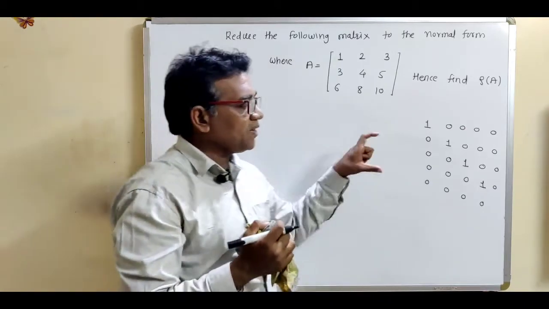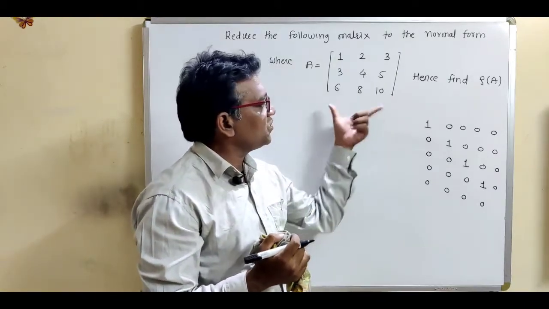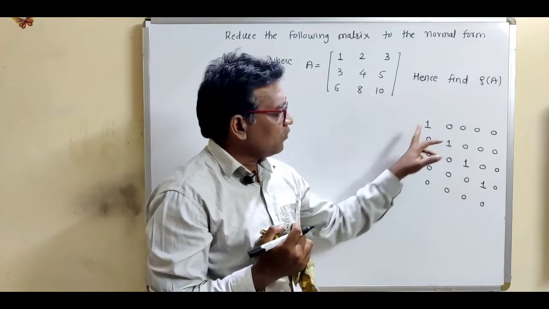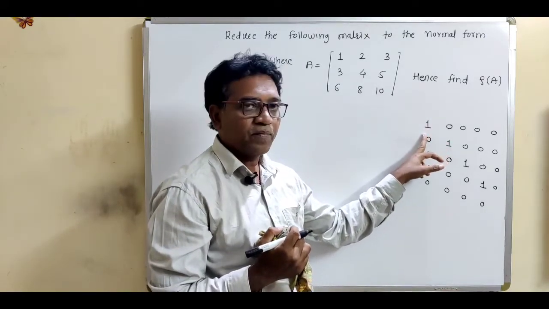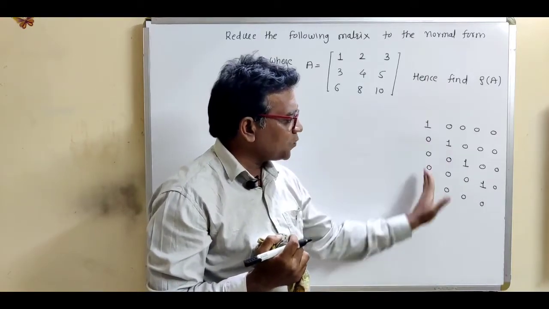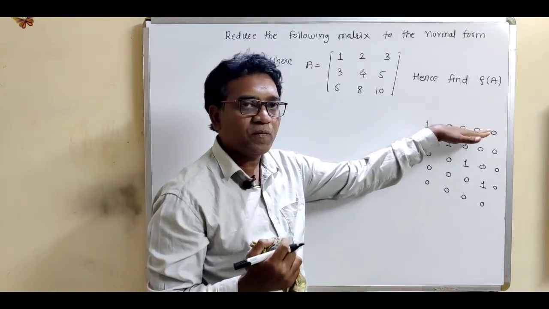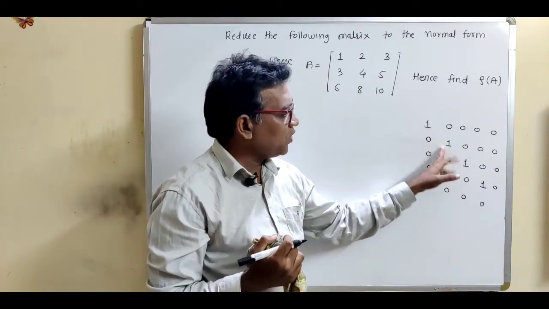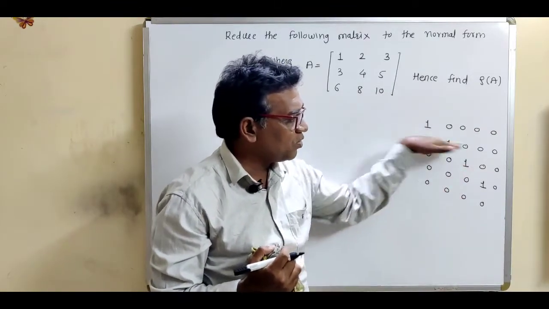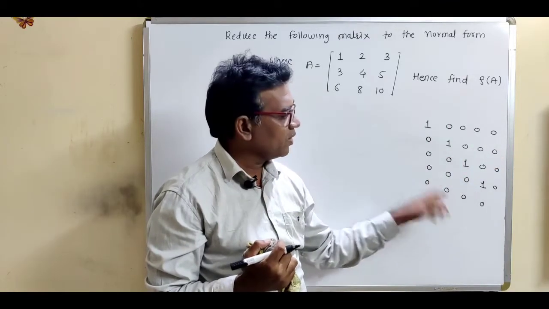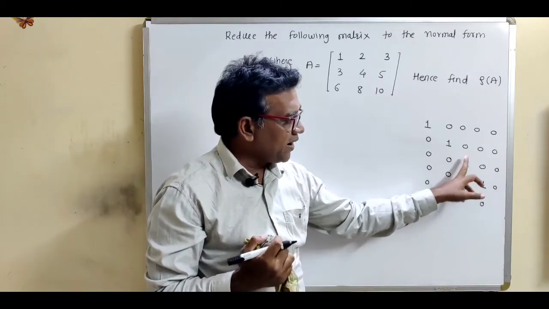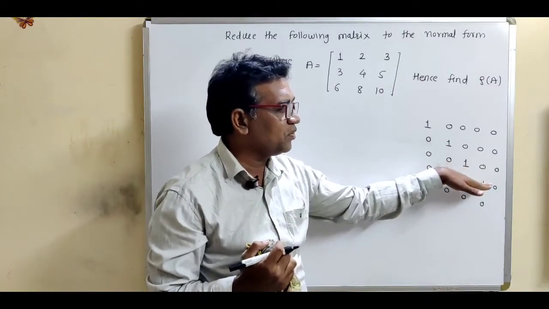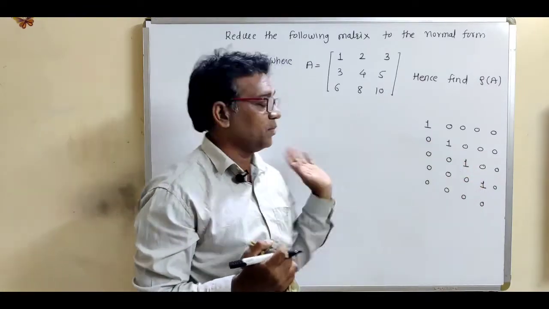So first of all, remember this method. How to reduce any matrix to the normal form or canonical form? First of all, make the first entry 1. By using this one, make the corresponding column 0, corresponding row 0. What is the next step? Make the new element 1. By using this one, make the corresponding column 0, corresponding row 0. What is the third step? Make the next entry 1, make the corresponding column 0, corresponding row 0, and so on. So this is the method.